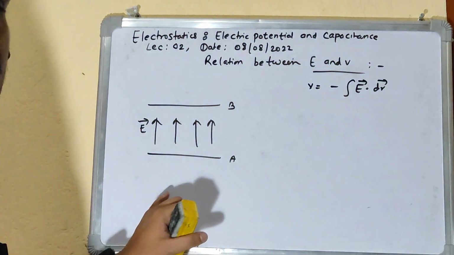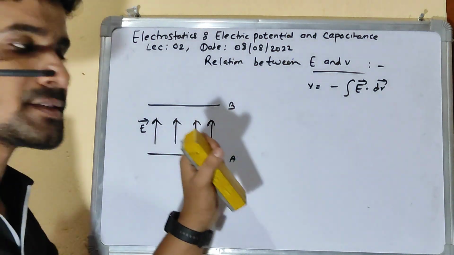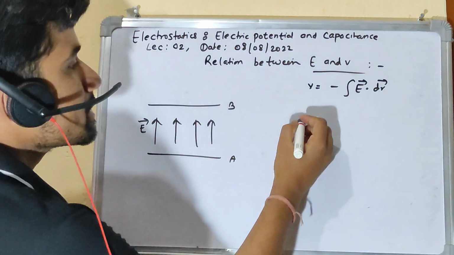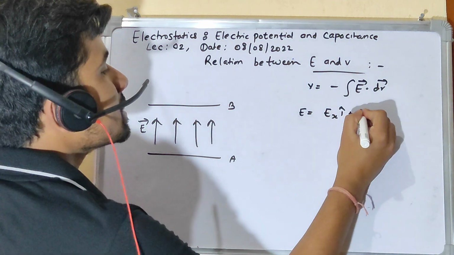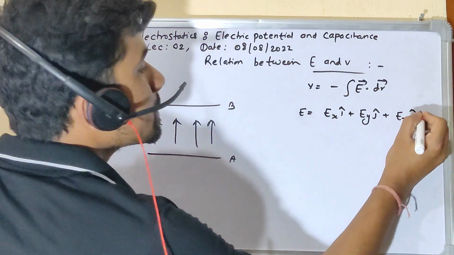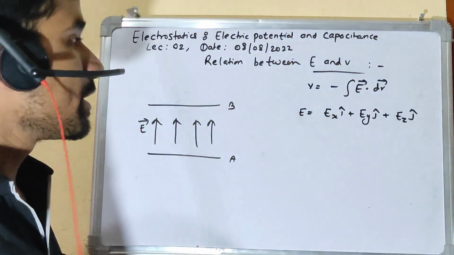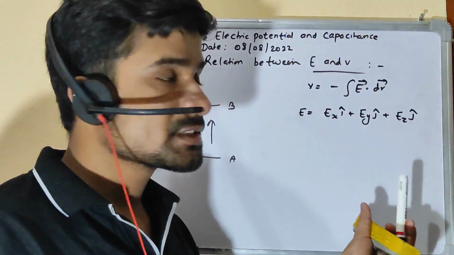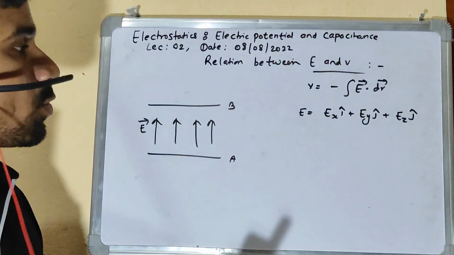Let's say this is the system. My electric field is from A to B. A uniform electric field exists, and the electric field is given by, let's say, Ex i cap plus Ey j cap plus Ez k cap. So this is the electric field along all three directions. We discussed this in vectors. Ex is the component along the x axis, Ey is the component along the y axis, Ez is the component along the z axis. What about dr?